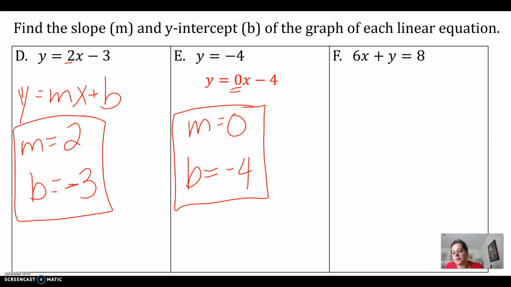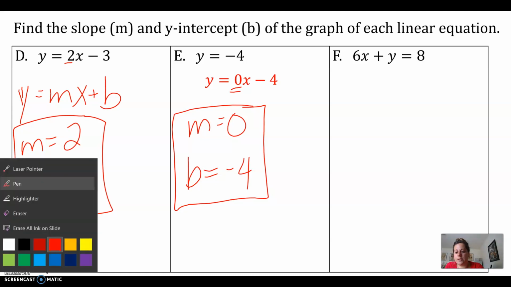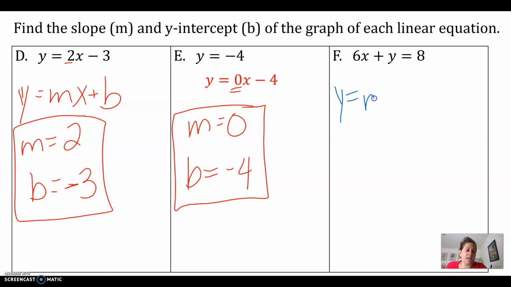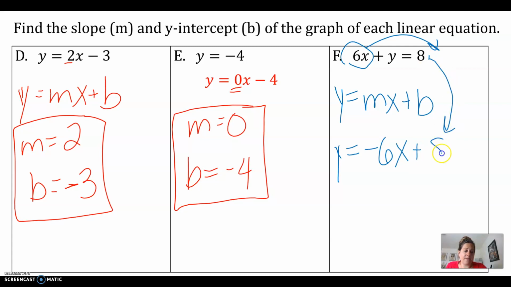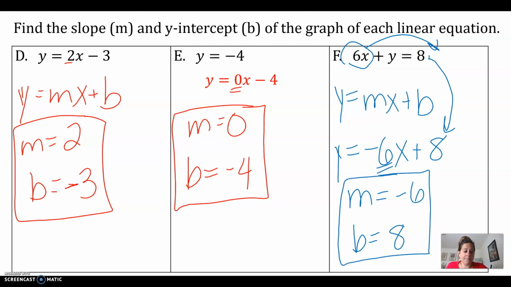Now another tricky one that I want to show you is this one. This needs to be in y equals mx plus b form. Well, this is on the wrong side, so I need to move it over, and by moving it over, it's now -6x, and my 8 didn't change. So my m would be -6, and my b would be 8.